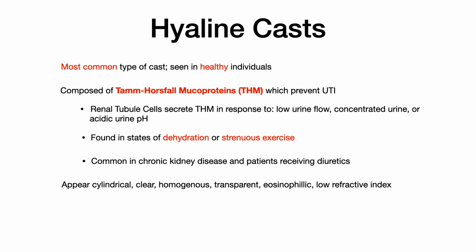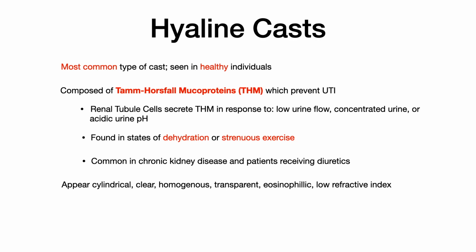So the hyaline cast is composed of uromodulin or Tamm-Horsfall mucoprotein. Now, normally in the urine, that serves a lot of good physiological functions, one of which includes preventing urinary tract infection. Now, just briefly, the renal tubule cell secretes the Tamm-Horsfall in response to low urine flow, concentrated urine, or acidic urine pH. So it's actually like a normal defense initially, and it's found in states of dehydration or strenuous exercise.